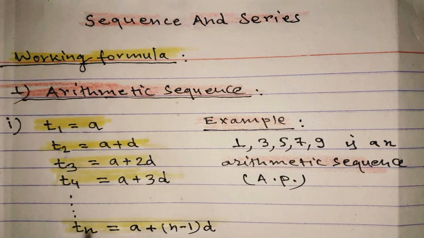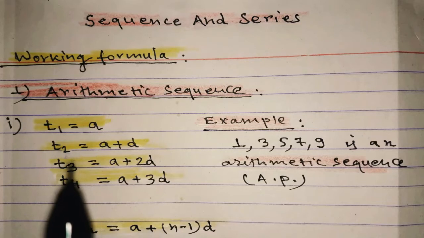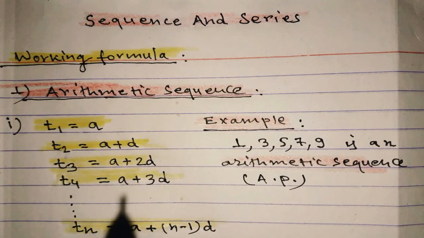Similarly Tn, that means the nth term, or we can say the last term, or also the general term of an arithmetic sequence, is A plus n minus 1 into D. So the first term T1 is A, T2 is A plus D, T3 is A plus 2D, T4 is A plus 3D, and Tn, the last term or general term of an arithmetic sequence, is Tn is equal to A plus n minus 1 into D.